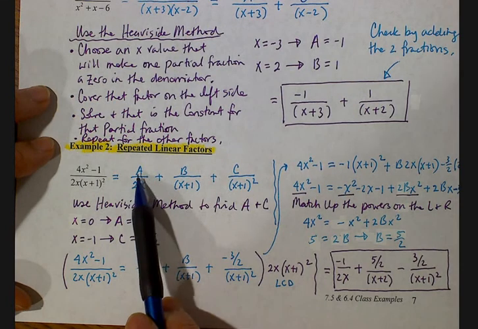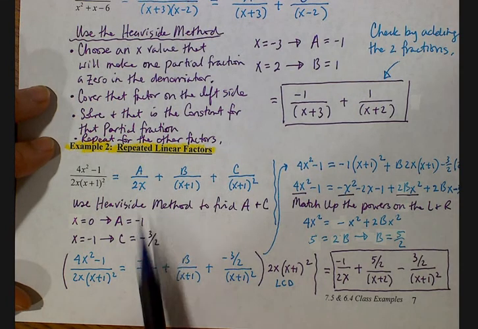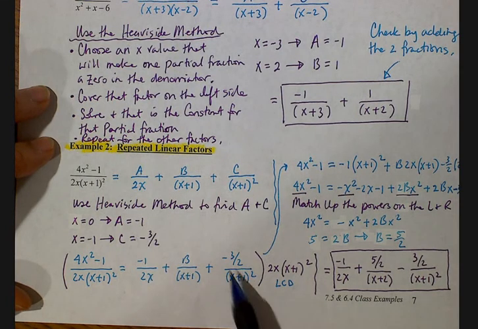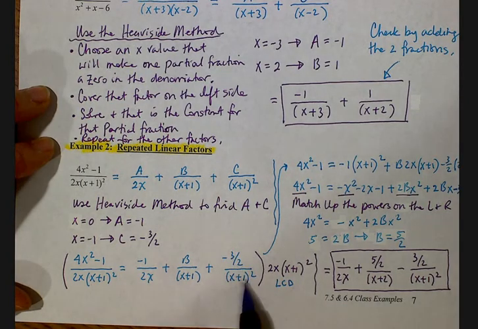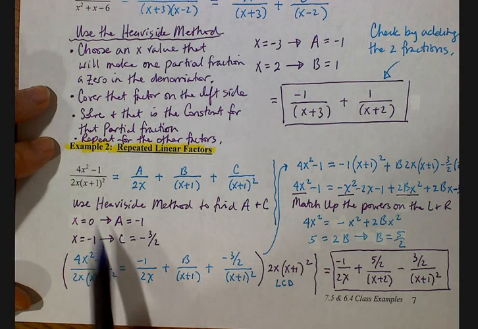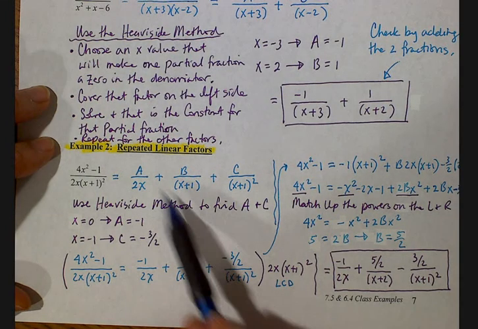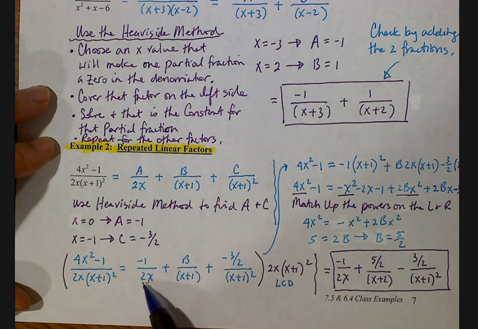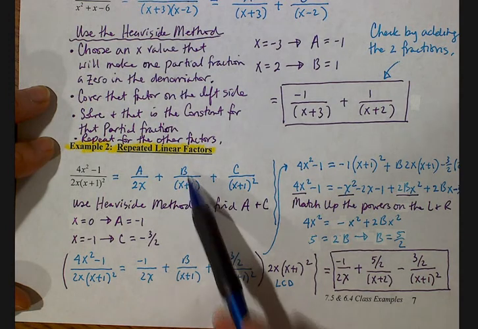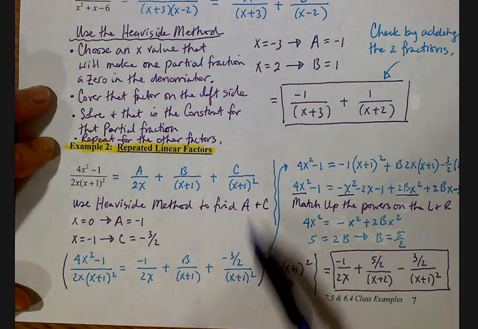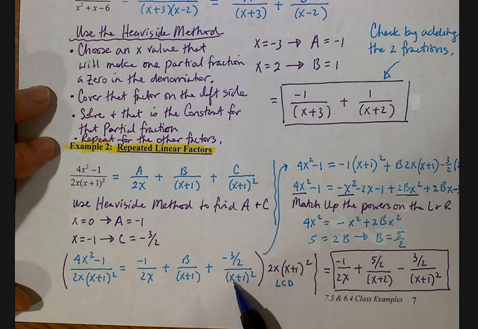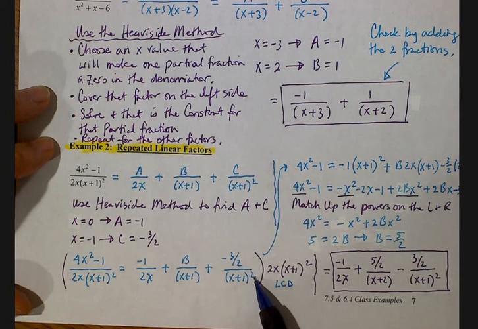So for b, I'm going to substitute a equal to negative 1 and c equal to negative 3/2, and then leave b as it is. So I just rewrote this down here. Okay, so I have 4x squared minus 1 over 2x quantity x plus 1 squared. So that's this. And then that's going to equal negative 1 over 2x plus b, which I still don't know, so I'll just leave it as b over x plus 1 plus, and then c is negative 3/2 over x plus 1 squared.